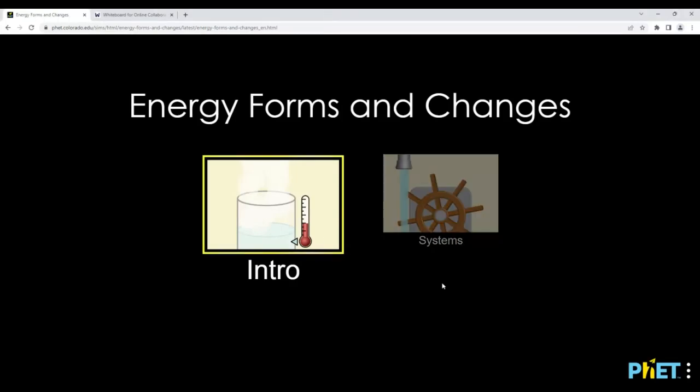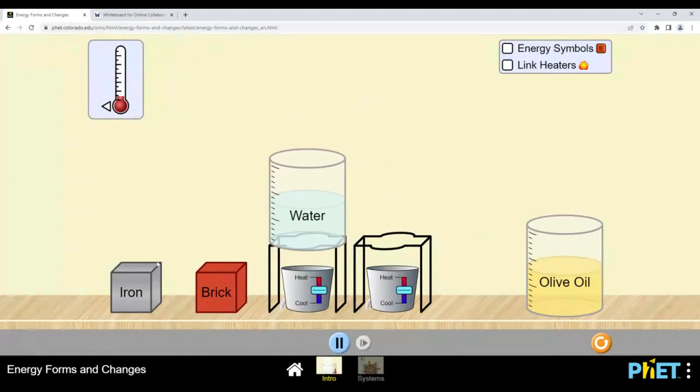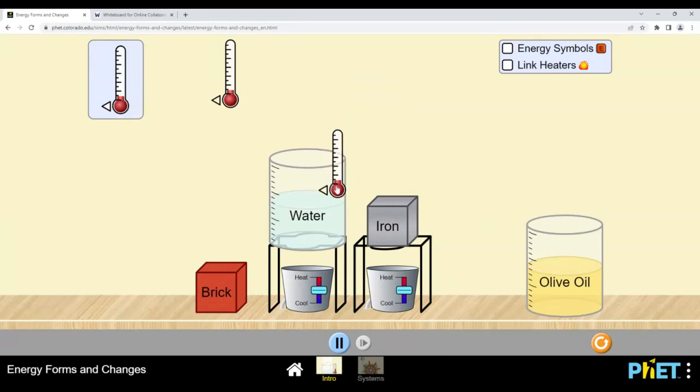All right, let's look at some of the information necessary to complete Lab 9. So the link that's provided in Blackboard takes you to the simulation here. We have a couple of different options and we want to pick the first one. So we will be dealing with water and iron, and it will be helpful to know the temperatures of these things. So we can move these thermometers around.